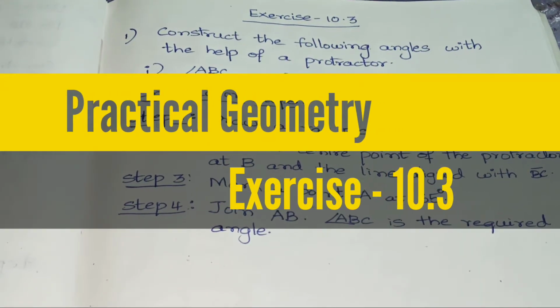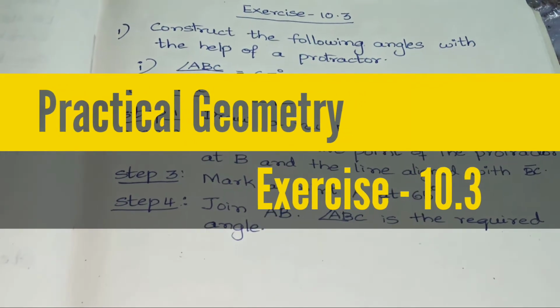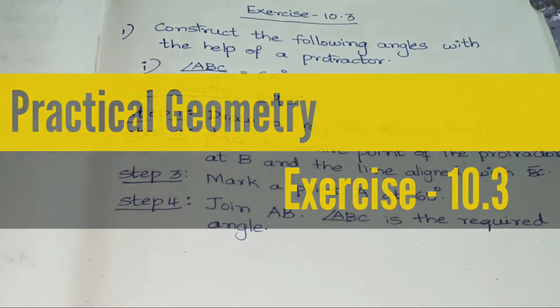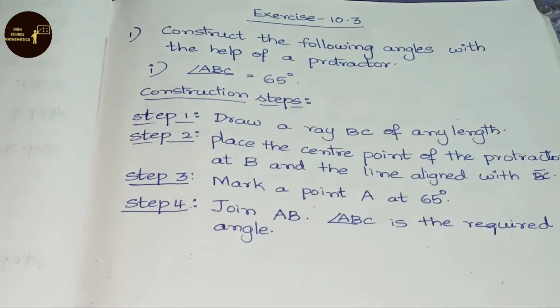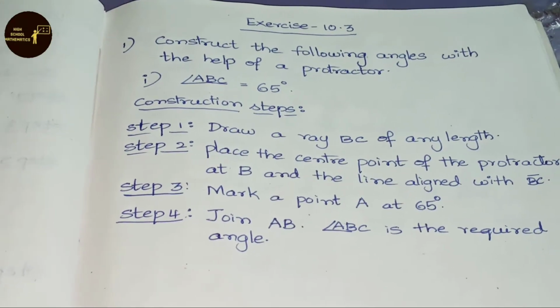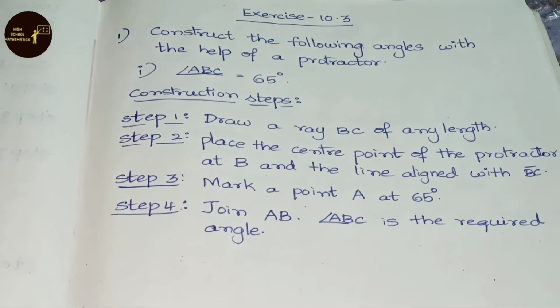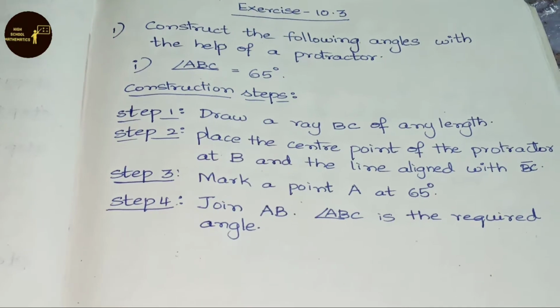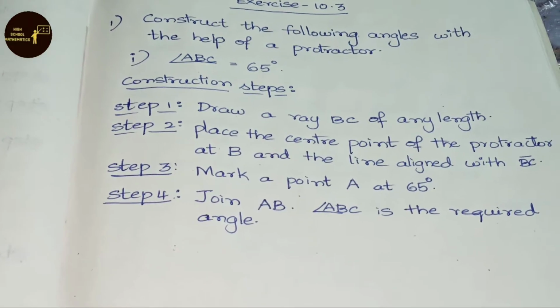Today we are going to learn Class 6, Chapter 10, Practical Geometry, Exercise 10.3. See the question number 1. Construct the following angles with the help of a protractor. See first one, angle ABC equal to 65 degrees.